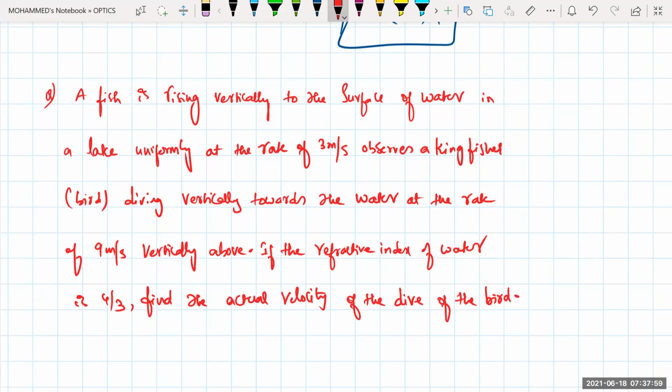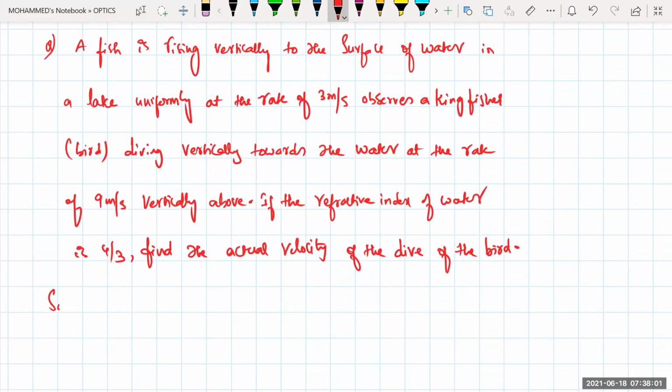Who is saying it well? You tell me first that part. The fish is rising up to the surface of water uniformly at the rate of 3 meter per second, and observing it, a bird is diving vertically towards the water at the rate of 9 meter per second. Bird is in the rarer medium, fish is in the denser medium. The refractive index of air and water is given as 4 by 3. Now, what is the actual velocity of the diving of the bird? That means if the fish is seeing the bird, it appears to be farther.